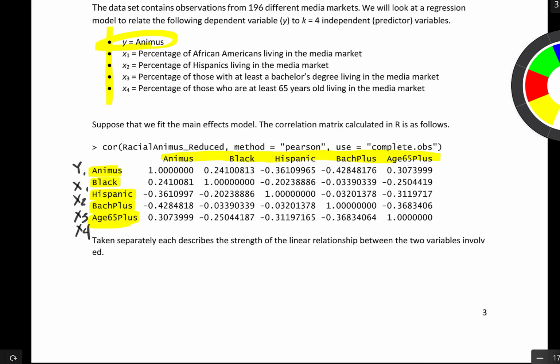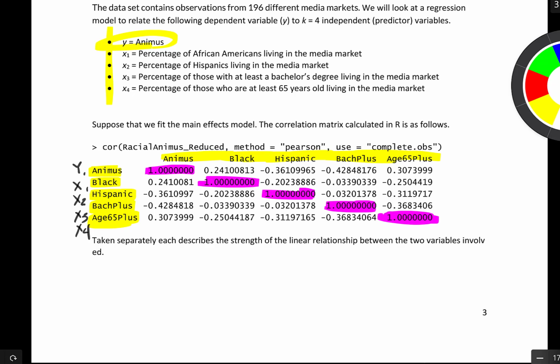The next thing I'd like you to look at is the diagonals. So notice that the diagonal is all equal to 1. And again, this is because if we look at the correlation of a variable with itself, we expect that value to be 1. In other words, for there to be perfect correlation.